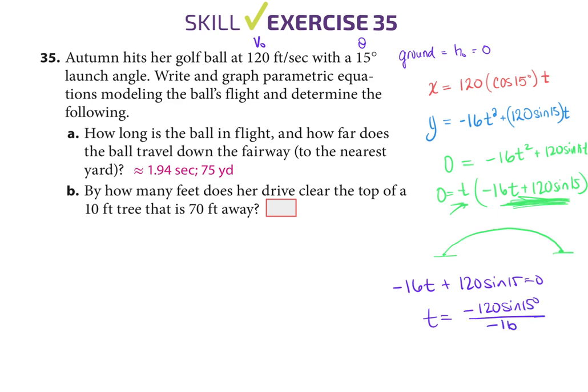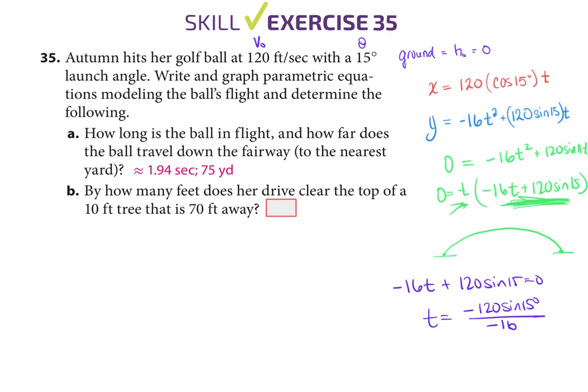So for part B, by how many feet does her drive clear the top of a tree that is 70 feet away? 70 feet away is my horizontal distance away. They have given me my x. I do not know at this point how long it took me to get to 70 feet. I have to solve for t when it is 70 feet away. So I'm going to plug a 70 in here, and I'm going to solve for t. 70 divided by 120 cosine of 15.